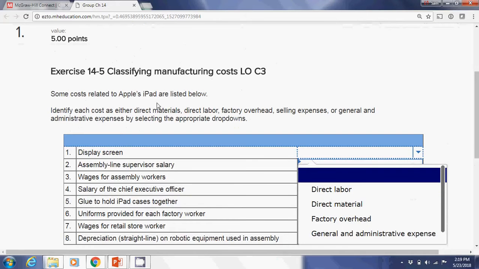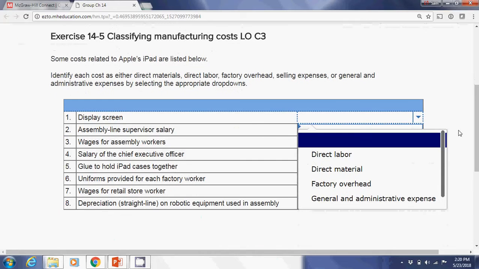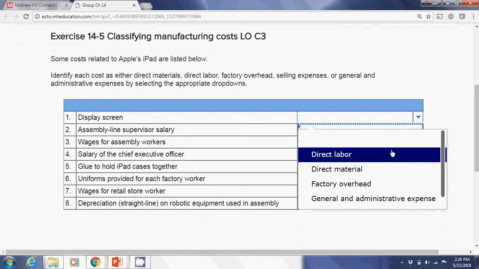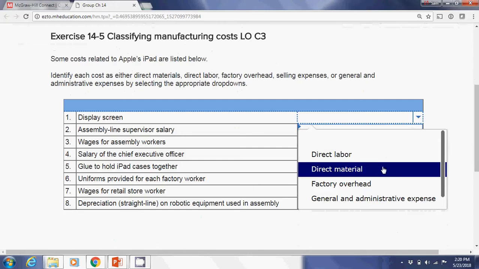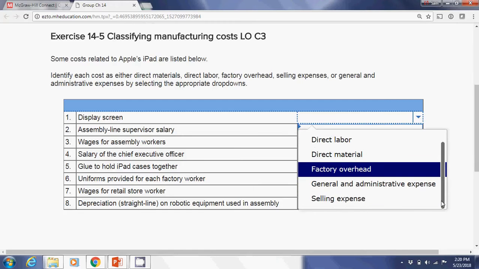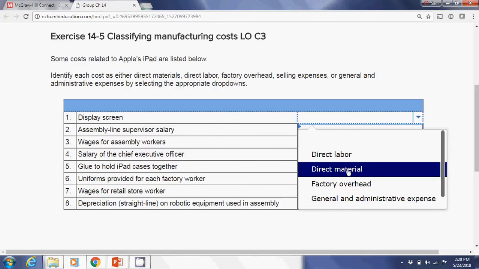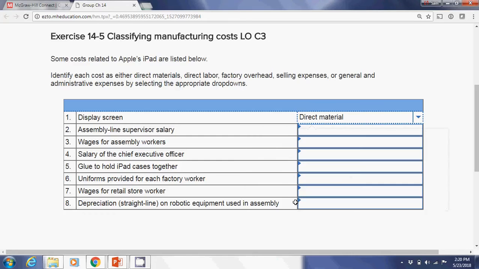So thinking about iPads, I think we all know what they are. What do we think about the display screen for an iPad? Would it be a direct labor? It doesn't sound like that's labor. A direct material or an overhead, admin expense or selling expense. Hopefully you're already thinking that this is an integral part of the product. So I believe it would probably be direct material.